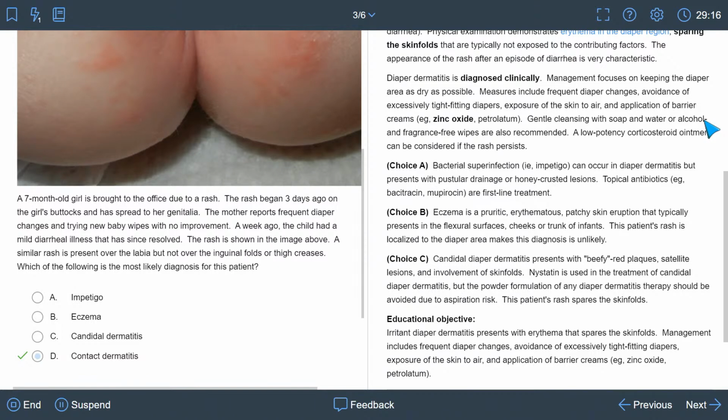And then choice C, the candidal dermatitis that we saw in our above chart. It normally presents with a beefy red plaque. You're going to have those tiny satellite lesions and involvement in those skin folds. But since we do not have that and this patient's rash spares the skin folds, that makes that answer choice also unlikely. So let's review our educational objective. Irritant diaper dermatitis presents with erythema that spares the skin folds. Management includes frequent diaper changes, avoidance of excessively tight-fitting diapers, exposure of the skin to air, and application of barrier creams. On to our next question.